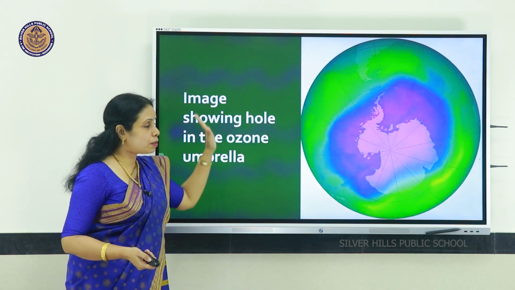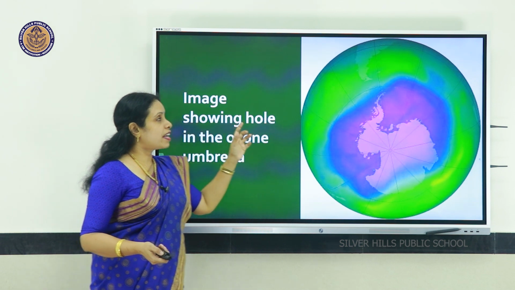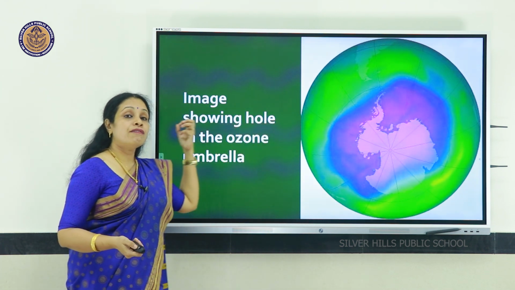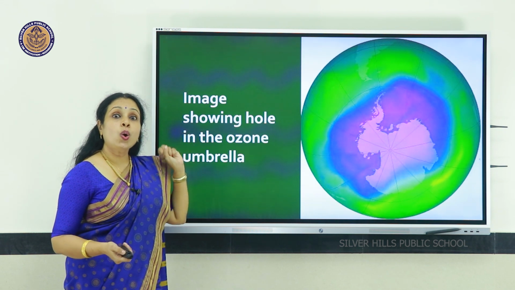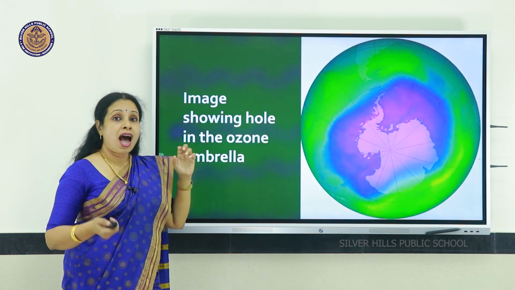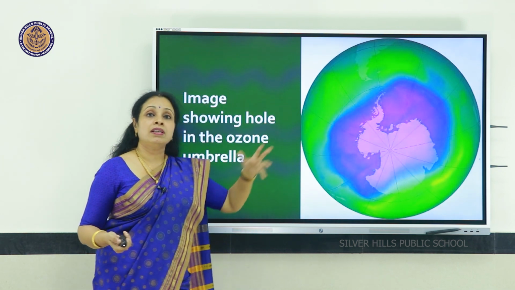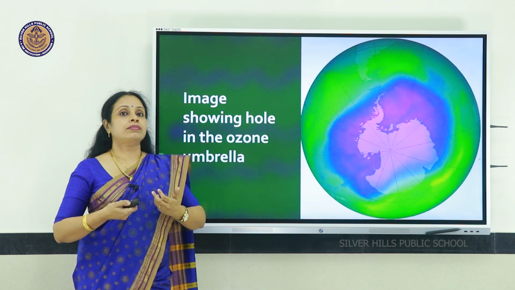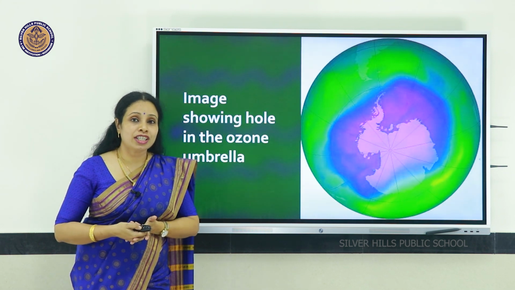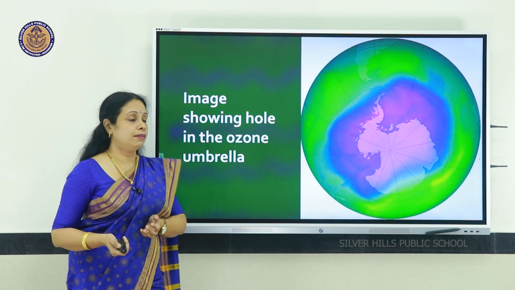And if you look at this picture of the globe of the earth, you find there are gaping holes where the ozone umbrella is missing. There are holes in the ozone umbrella, and the danger is that through these holes, when sunlight comes in, the dangerous ultraviolet radiations also come in. Probably that is one of the reasons why cancer is on the rise in society.